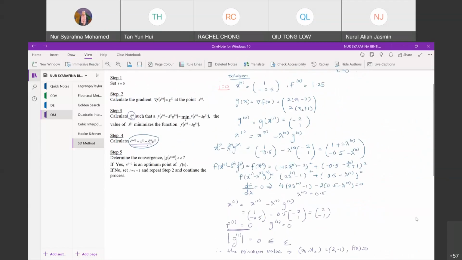Any question for this method? Try to understand first. If you have a question, you can ask.